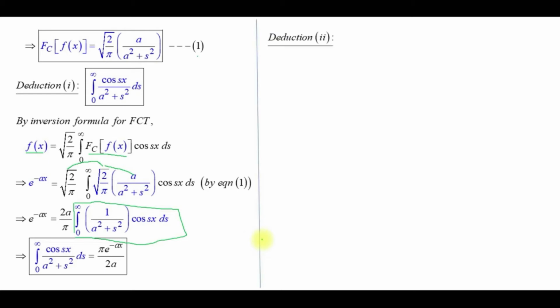Next, deduction of 2. For deduction of 2, we need to find the value of integral from 0 to infinity of dx divided by a square plus x square the whole square. Here, note that the Fourier cosine transform of f of x has denominator term a square plus s square. Here, a square plus x square the whole square. That is, this term is similar to the Fourier cosine transform of f of x the whole square. Therefore, we have to apply Parseval's identity.